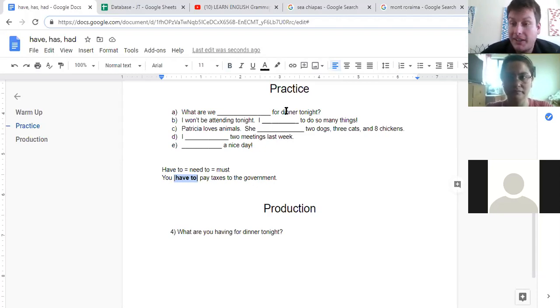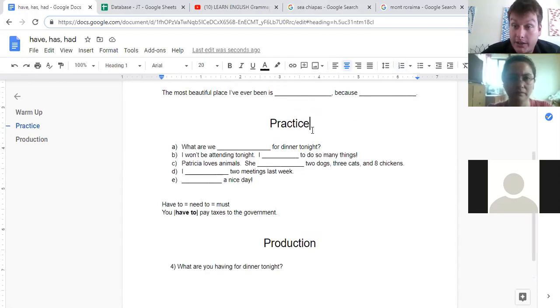function. Okay, really quickly, because we only have about 5 or 10 minutes left, but this is the fast part of class. So, okay, let's complete this with the correct form of the word have. Could be have, has, had, having, anything is possible. So letter A, what are we blank for dinner tonight?